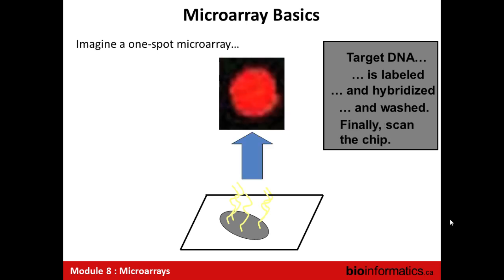Ultimately, we're going to take a look at each individual spot and scan it. These target DNA are fluorescently labeled, so by scanning it we can simply see how much light is emitted, and that will give us a measure for how much signal is at that spot. So what we're doing is detecting a fluorescent signal that is proportional to the amount of hybridization at that individual feature.